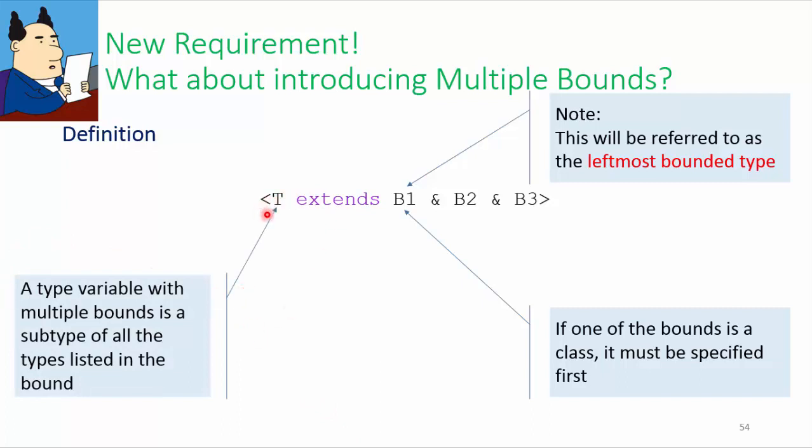So if you write T extends B1 and B2 and B3, then your type variable T is considered to be a subtype of all the types listed in the bounds. That's why you should have only one class, and then you have the extra constraint of having to specify it first. But you could say T extends the class B1. So everything can extend one class at most, and it also implements the interfaces B2 and B3. That's how it's meant to be used.